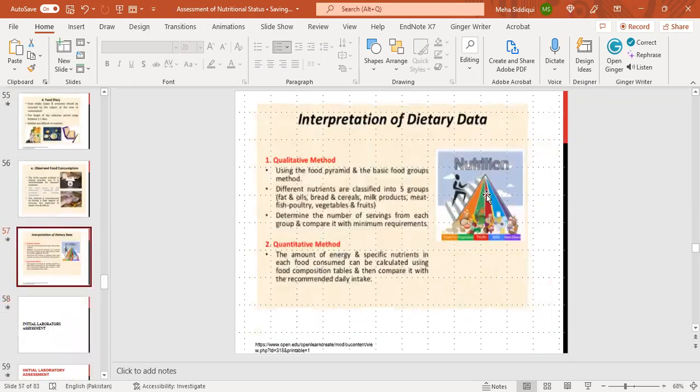Then comes interpretation of dietary data. Qualitative method: using the food pyramid and the basic food groups method, different nutrients are classified into 5 groups, and it determines the number of servings from each group and compares with minimum requirements. Quantitative method: the amount of energy and specific nutrients in each food consumed can be calculated using food consumption tables and then compared with the recommended daily intake.